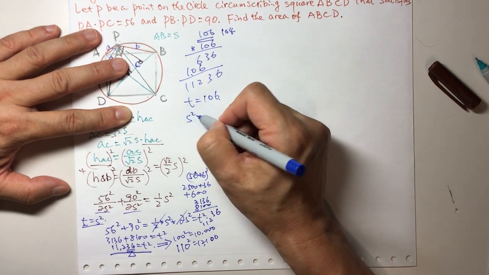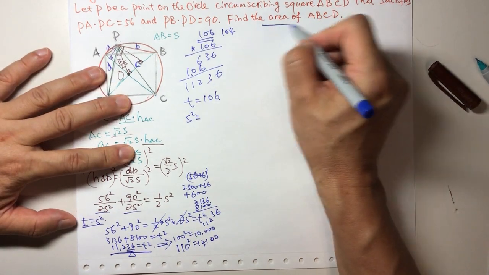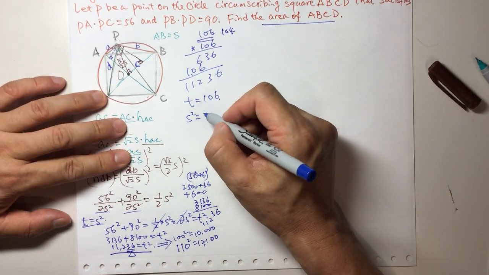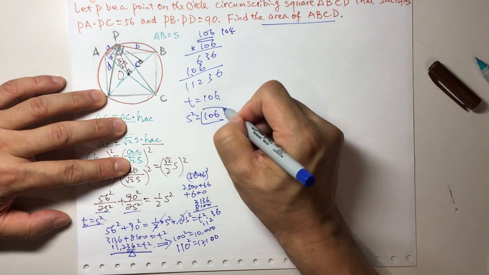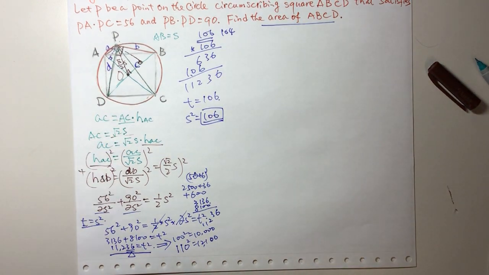t equals S squared, and S squared is the area of ABCD. Done. We found the final answer.